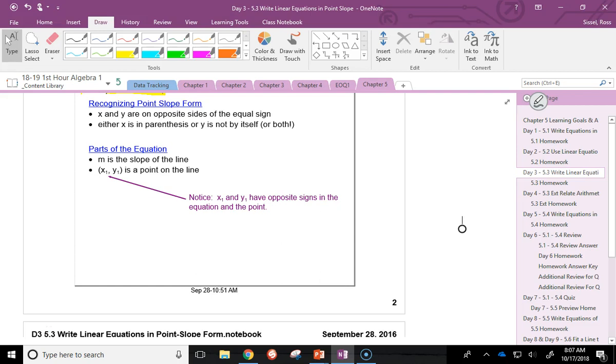Okay, the other part it says is part of the equation. This is the important part. This is what I was just telling you about. m, of course, is the slope of the line. Nothing changed. But this part I think is so important. x1, y1 is a point on the line. Opposite sides in the equation and a point. So it's the opposite side.